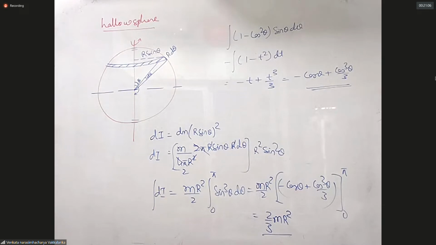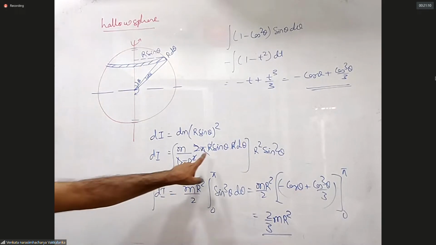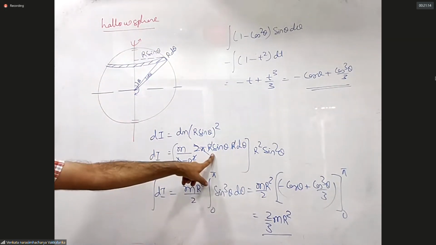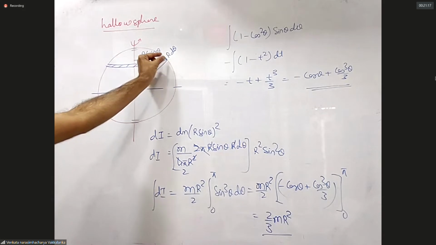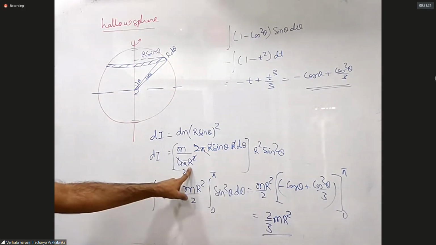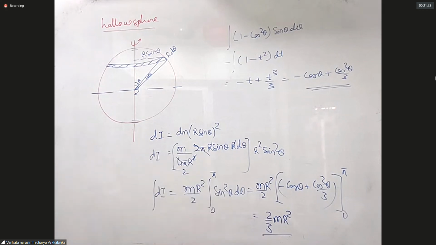The 2 pi r sin theta is for the strip, right? The length of the strip, this circular strip, will be 2 pi r sin theta. Breadth is r d theta. So area of the strip, mass per unit area into area of the strip.